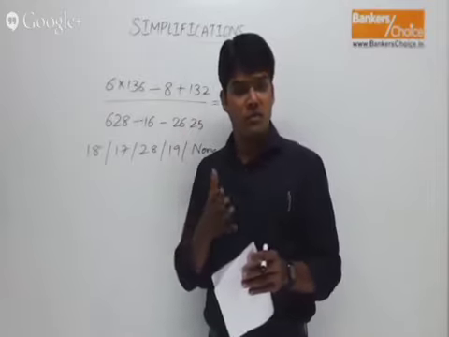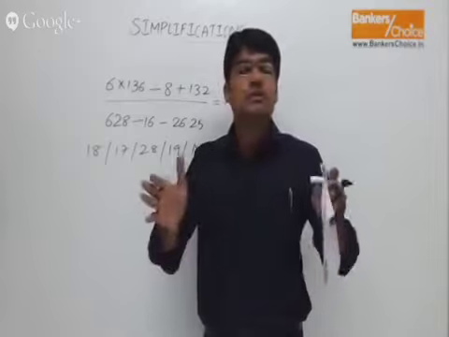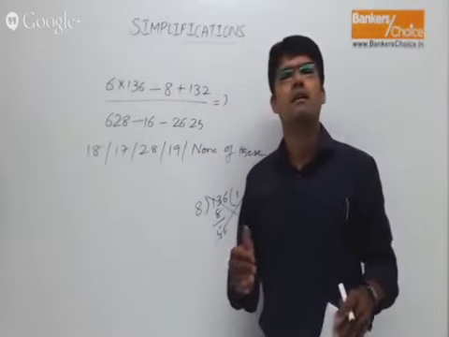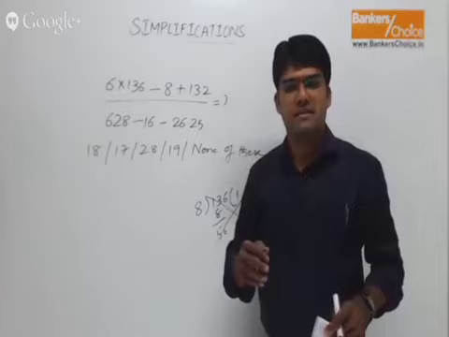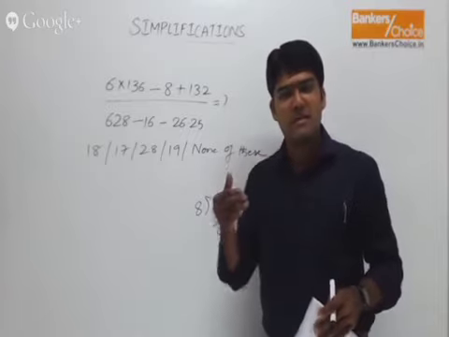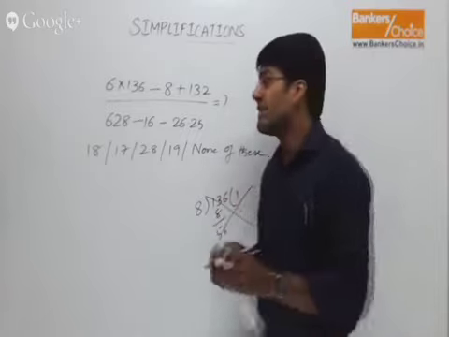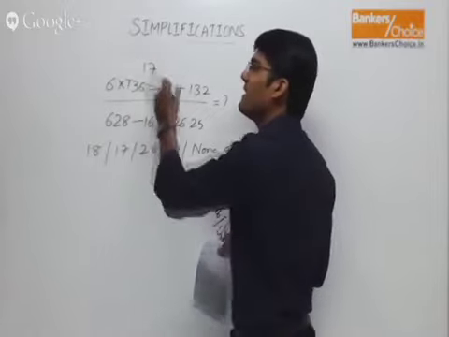136 by 8. What do you do? If you have gone through the speed maths video, split the numerator. 136 is not just 136, I can say it's 80 plus 56. So 80 by 8 is 10, 56 by 8 is 7, 10 plus 7 is 17. So this part becomes 17.